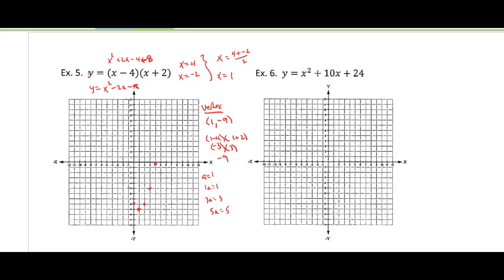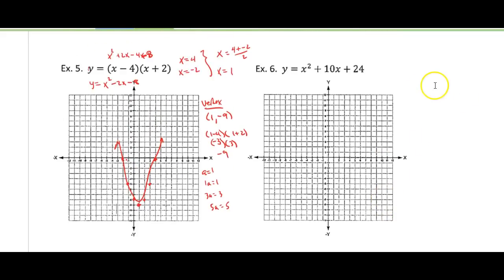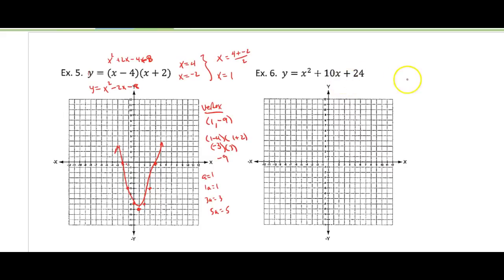Duplicate it on the other side. And I have my graph. The key here is to know how to find the vertex. Okay? The last example here, same thing. I'm going to go ahead and find the vertex. The x-coordinate of the vertex is going to be the opposite of b over 2a. So negative 10, if this a is 1, b is 10, c is 24. So it's negative 10 over 2 times 1, which is going to give me negative 5.